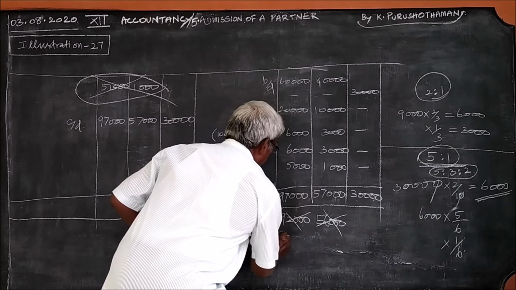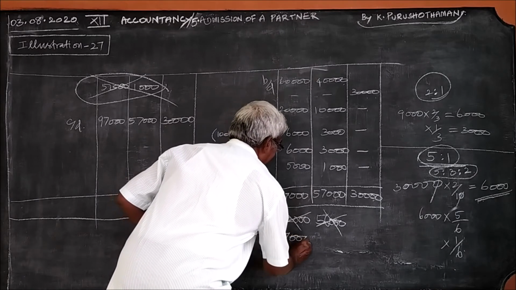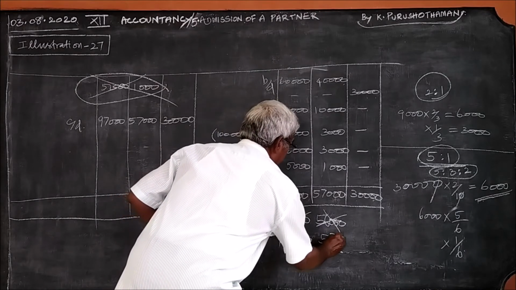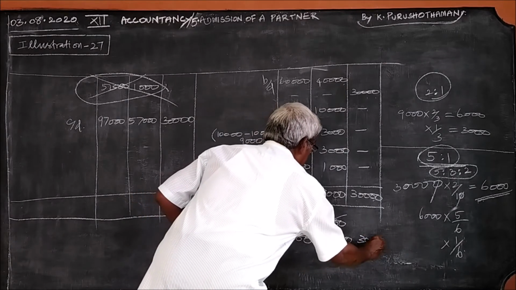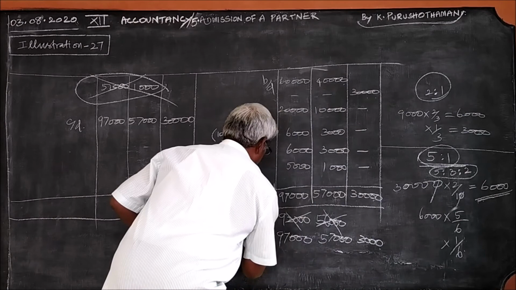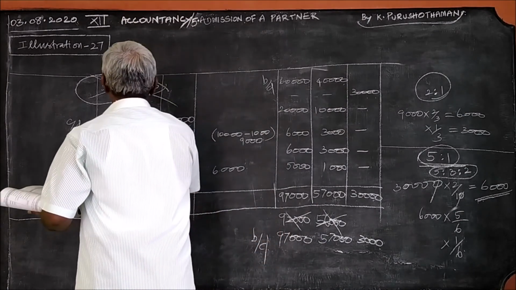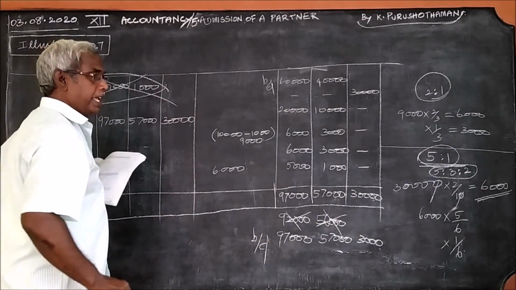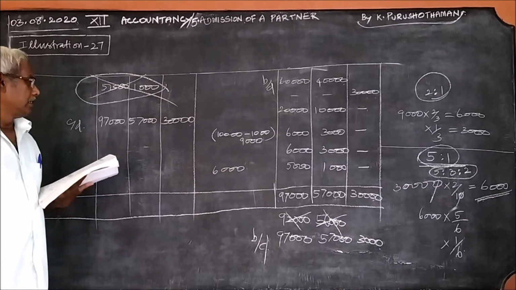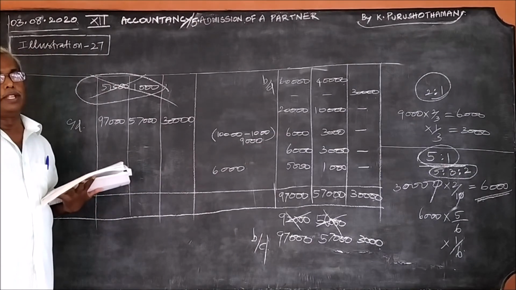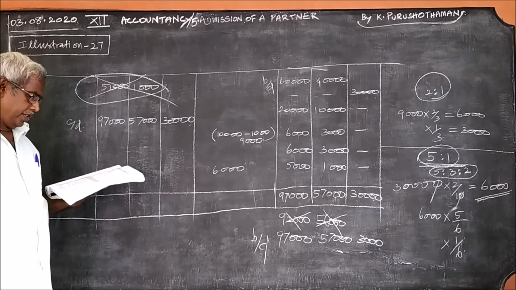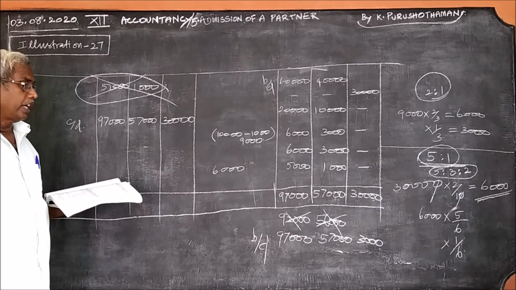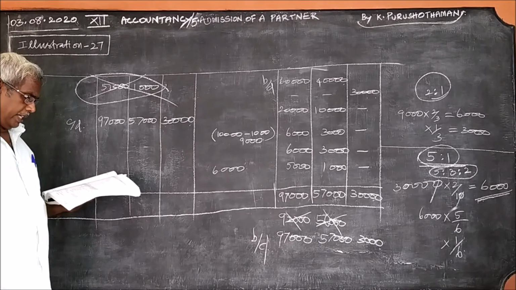In the place of brought down, you should write 97,000, 57,000 and 30,000. This is brought down. This is the correct brought down. This is the correct carried down. You should make the necessary changes. That is why I am teaching this. In the book it is given 92,56, you correct it as 97,57.